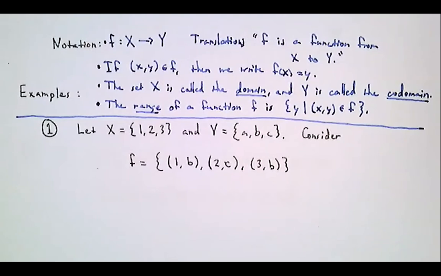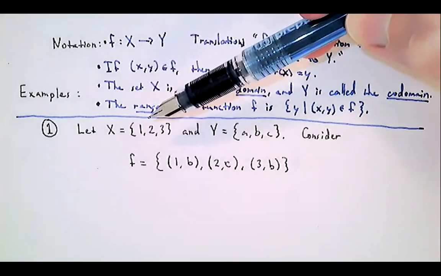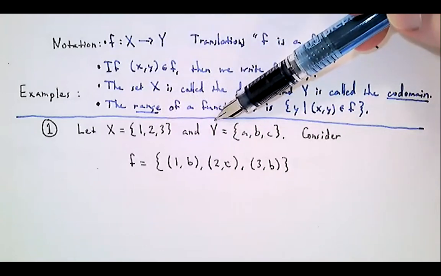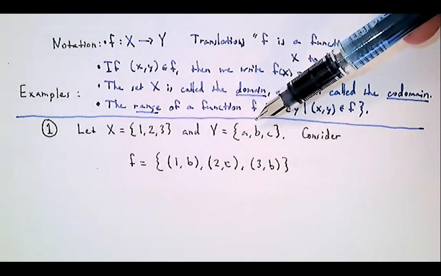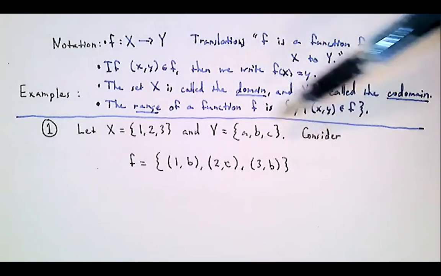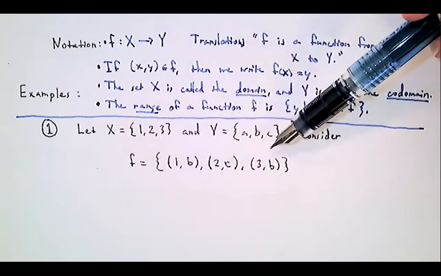Okay, so here in my example is the first function that we're going to look at. My domain X is going to be the set with 1, 2, and 3 in it. And then Y, my codomain, is going to be the set with a, b, and c. And here's my set of ordered pairs. There's 3 ordered pairs here.